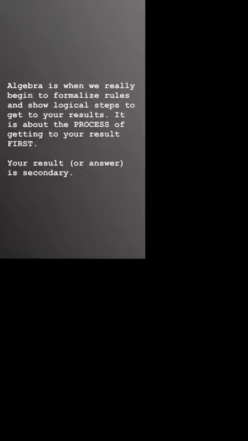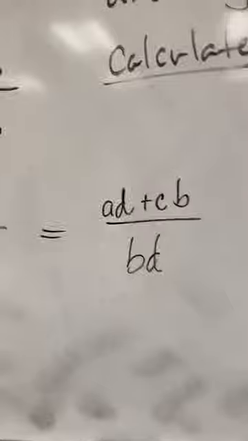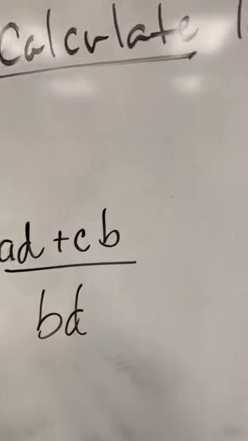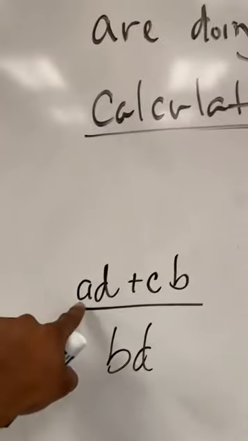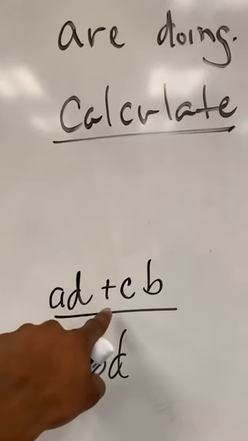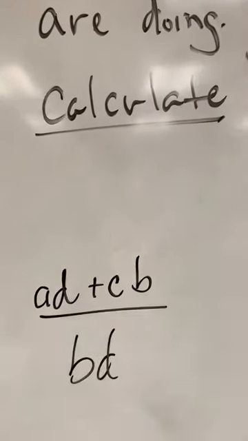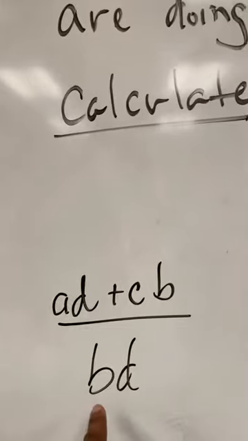So there is a time where you do want to kind of put focus into what does this variable mean and what is its value. The purpose of this problem is to understand the process. It's not necessarily to calculate, it's to understand how to use your operations to maneuver. So if we look at this, this is actually a language and it's telling us something. It's telling us to multiply A times D and add it to C times B and then divide all of that by B times D.